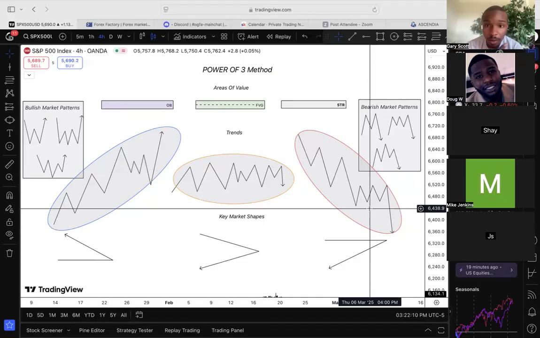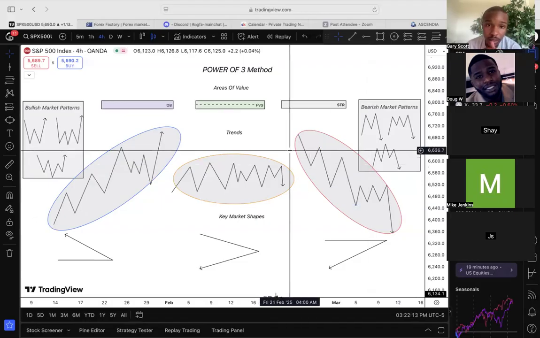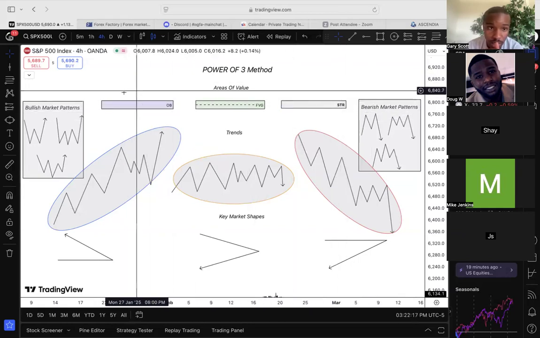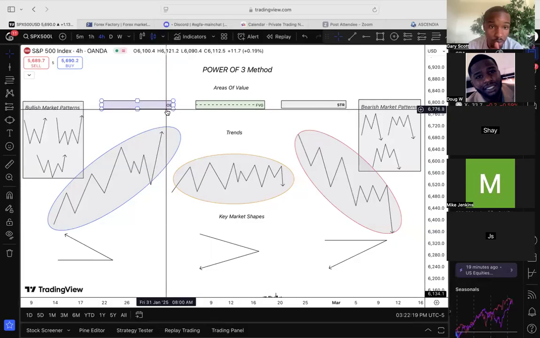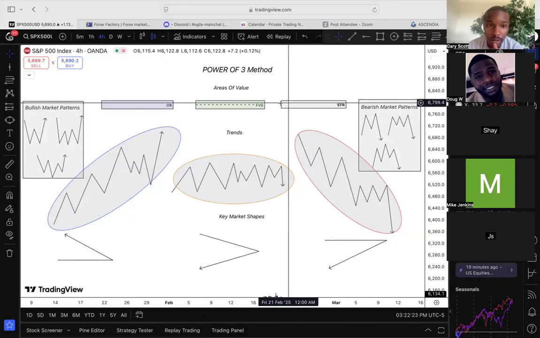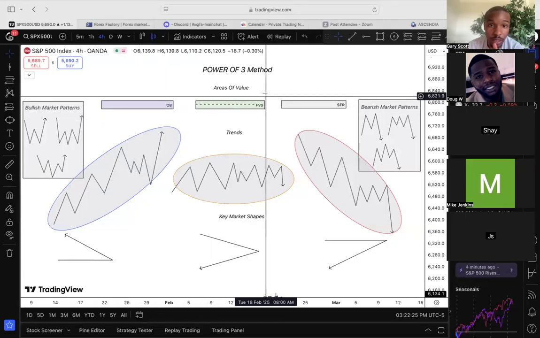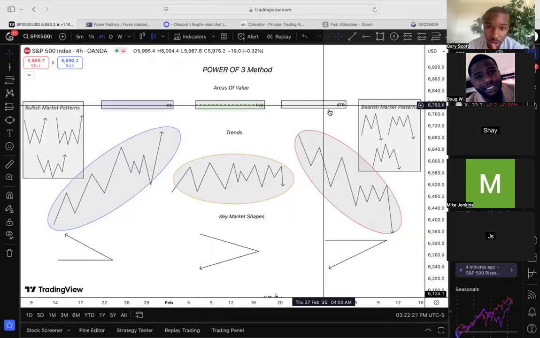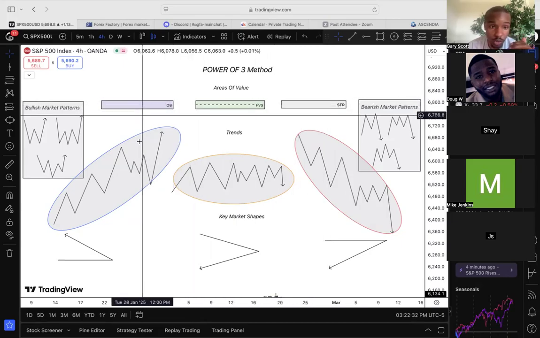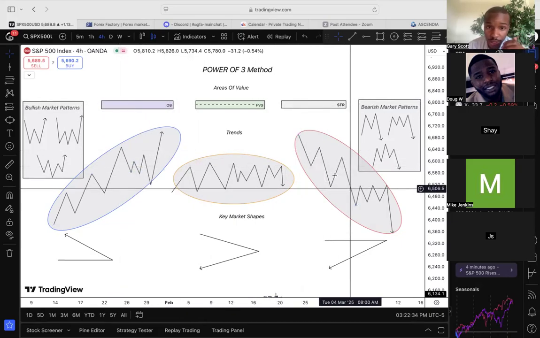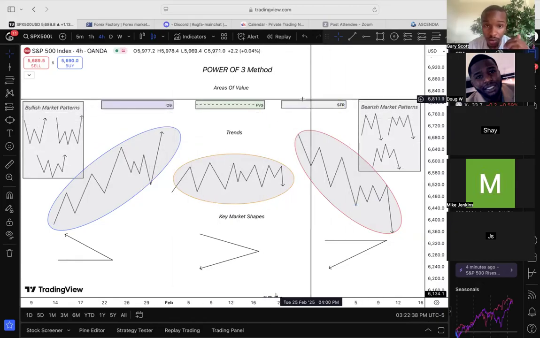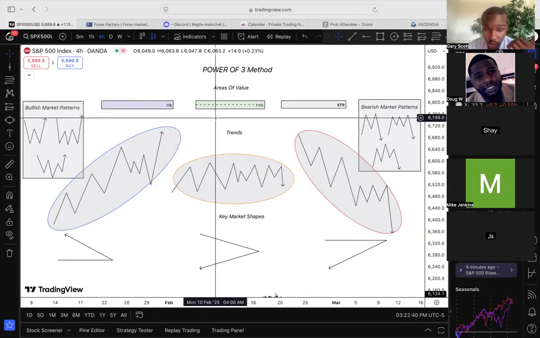Outside of that, guys, you have your areas of value. You have three key areas of value, which are your order blocks, your fair value gaps, and your structural levels. Again, your order blocks, your fair value gaps, and your structural zones. Whether you're in an uptrend or a downtrend, these are the only areas you need to be taking your trades from.